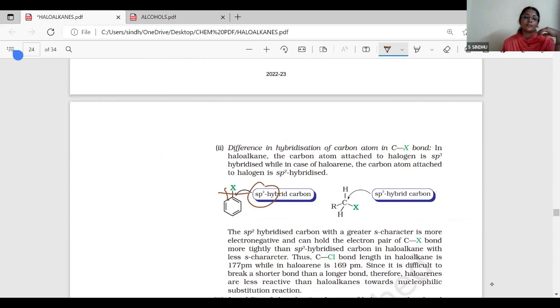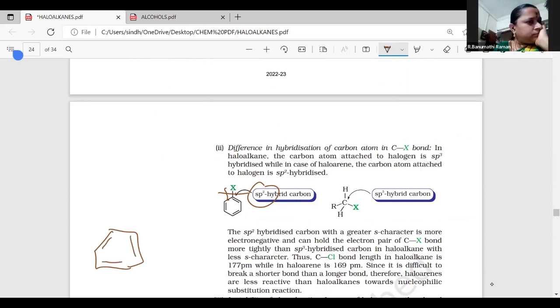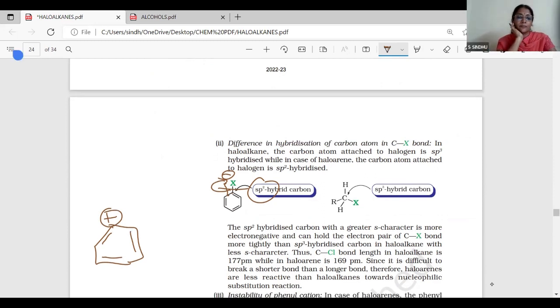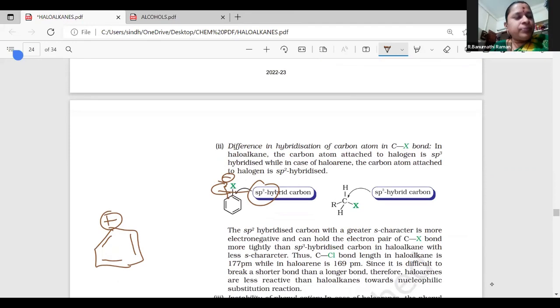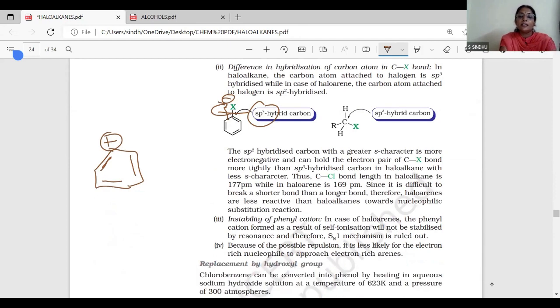What about the third point? If it loses the X, it is going to form a phenyl carbocation. And phenyl carbocation stability? Will it be stable? No, it is not stable, is it not? There's no possibility of resonance. You have a double bond here, there's no possibility of resonance coming in here. So, instability of the phenyl cation that is formed.